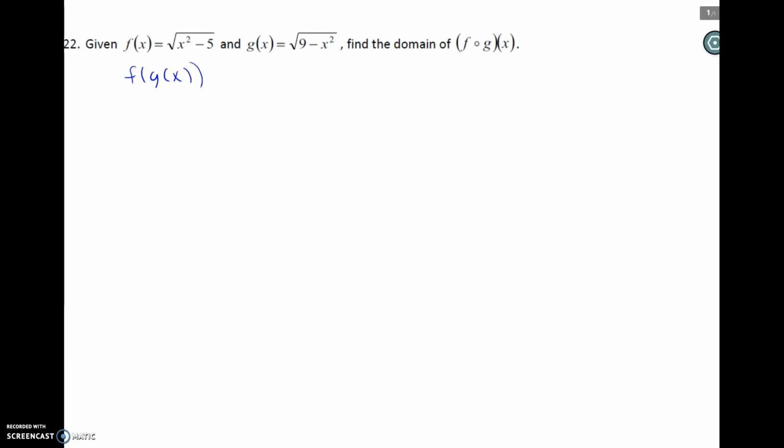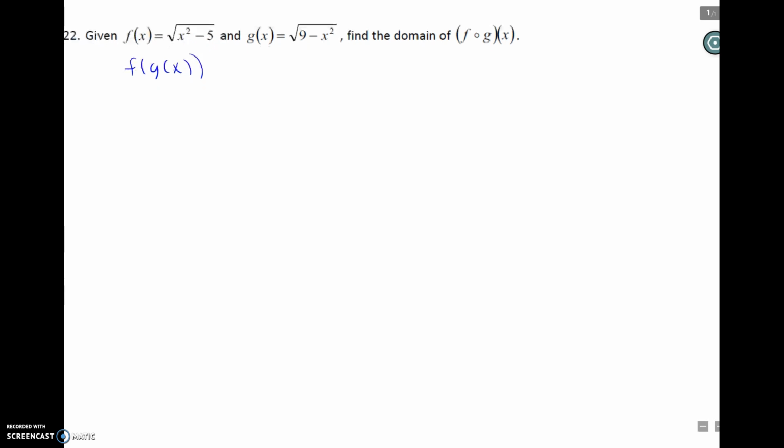The domain for that, you have to have the domain of the inside, so I need the domain of g of x. And then once I do the composition, I have to find the domain of the entire thing and then see where the two domains intersect. You have to have the domain of the inside, though, because if you are plugging in a number that's not in the domain of the inside, your function won't work at all to begin with.